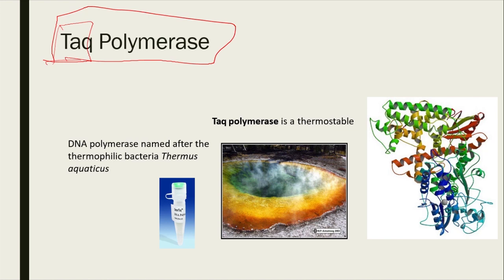All right. So this Taq polymerase is named after an organism, Thermus aquaticus, that lives in hot springs. Okay, so they evolved a way to withstand such high temperature. And now this Taq polymerase is being commercialized in a small tube here.